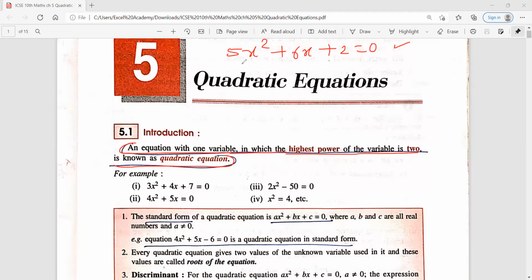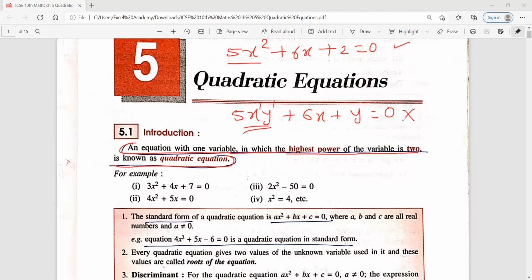Because there are three terms, out of which one term has the degree of the variable 2. So if the highest degree of the variable is 2, then it is called a quadratic equation. Second most important point, this is also a quadratic equation. You may believe it or not, but it is also a quadratic equation, because the degree is 2, 1 plus 1, the highest degree is 2 here.